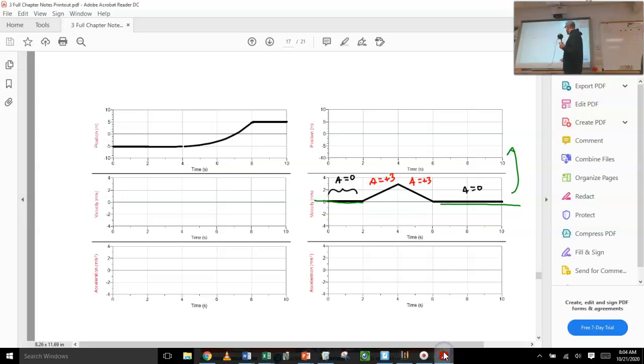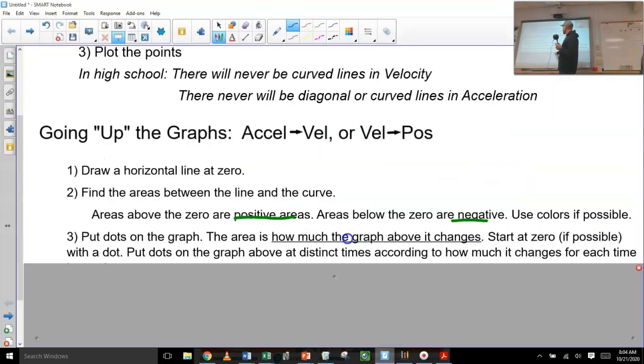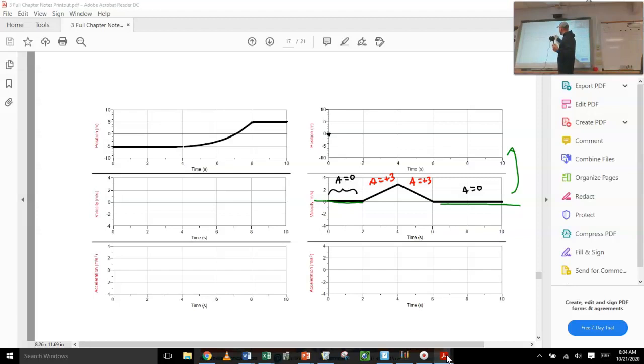That area represents how much the graph above it changes. So I'm going to put some dots on my graph. Start at 0 if you can. Put the dots at the distinct times according to how much it changes. So here's what I mean by that. I'm going to start at 0 if I can. You can start these graphs wherever you want. It changes 0. And then it changes positive 3, so I'm up here at 3. And then it changes another positive 3, so I'm up here at 6. And then it changes 0, so it ends at 6. So these are my dots that represent how much the position changes.